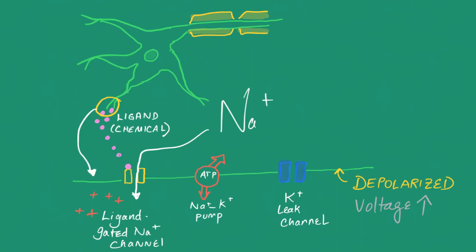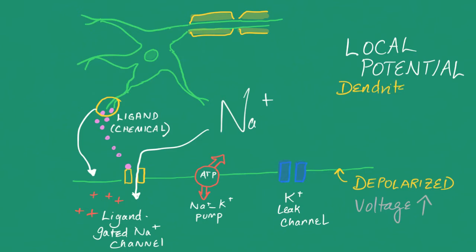We call this the local potential. The membrane potential has now gone from minus 70 millivolts to maybe all the way up to 0 millivolts. The local potential can be really low or really high depending upon the strength of the stimulus. Again, the local potential is localized in the dendrites and soma.